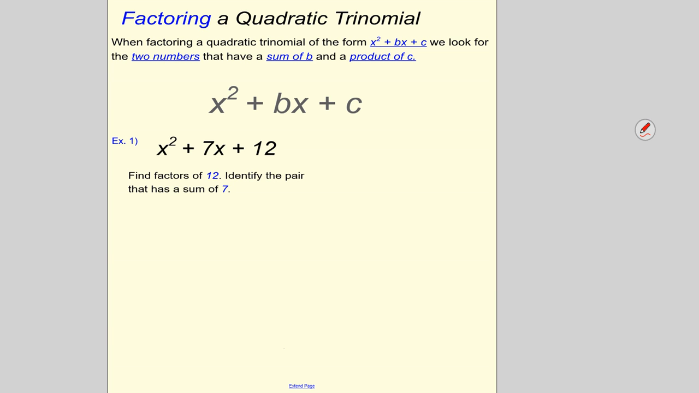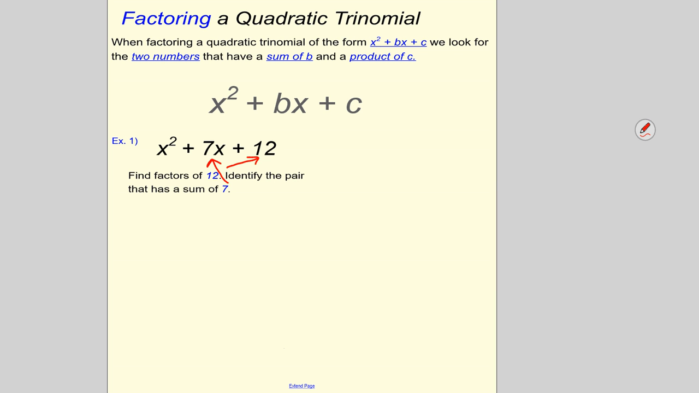All right, so now let's do some examples. We want to factor a quadratic trinomial. So example 1 on your paper, x squared plus 7x plus 12. Again, we saw when we have a quadratic trinomial, in order to factor, we need to find factors of 12. In other words, we want to multiply to 12, and we want to add to 7. So think about your diamond problems. What two numbers multiply to 12 and add to 7?